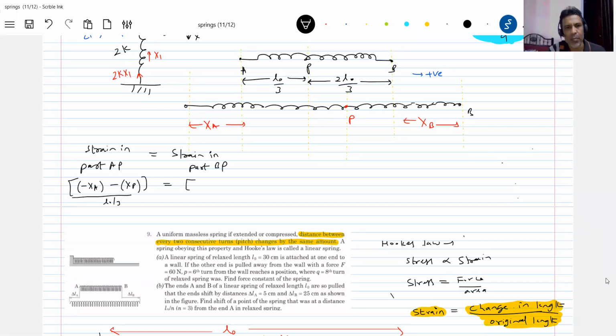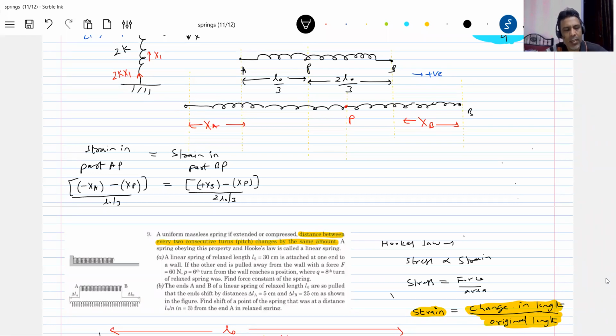What is XB now? XB equal to how much should I write? Plus XB minus XP. I'm not sure about the XP direction, so I'm leaving it, by 2 L0 by 3. Okay, solve this, you'll get the displacement of point P.